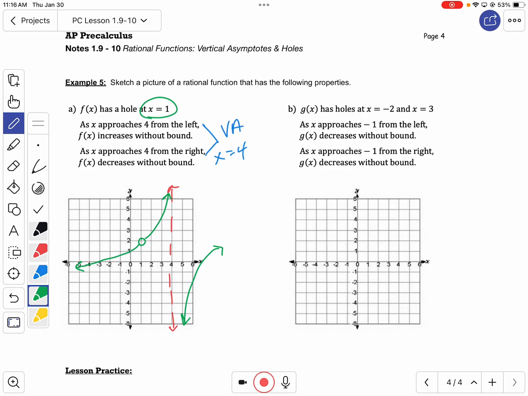That's all they expect. It doesn't have to be perfect. You've got to get the hole at the right x value. Be sure my behavior is correct around the asymptote. See if you can do the second one.